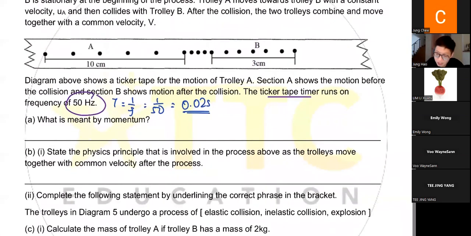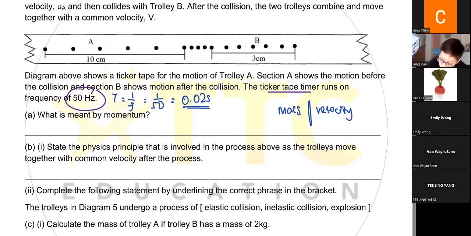So momentum is affected by what? Two things. One is known as mass, second is known as velocity. So it's affected by mass and velocity. So how do we calculate this? We actually multiply them. Momentum is known as the product of mass and velocity. We take mass and velocity and multiply them together.